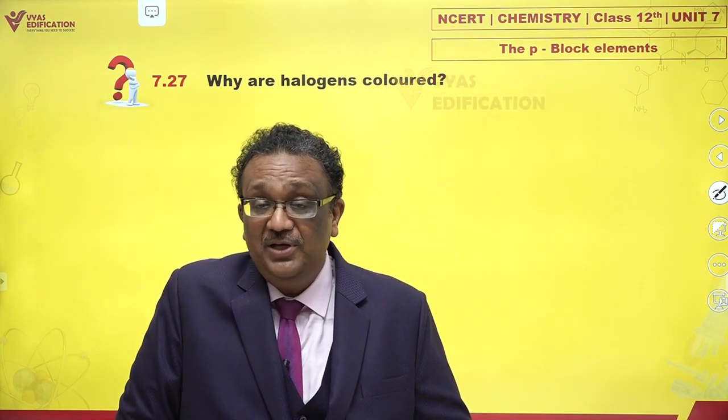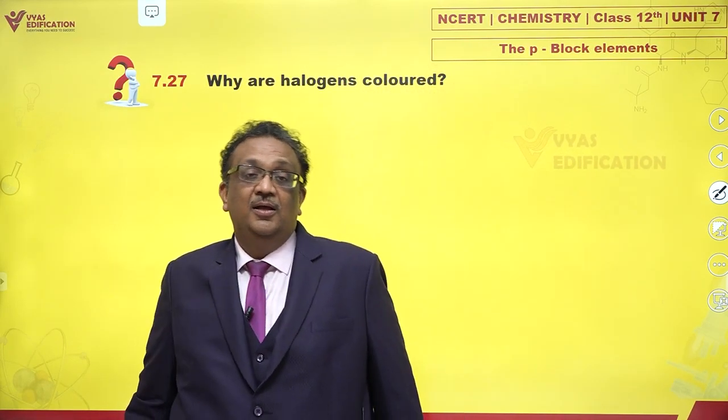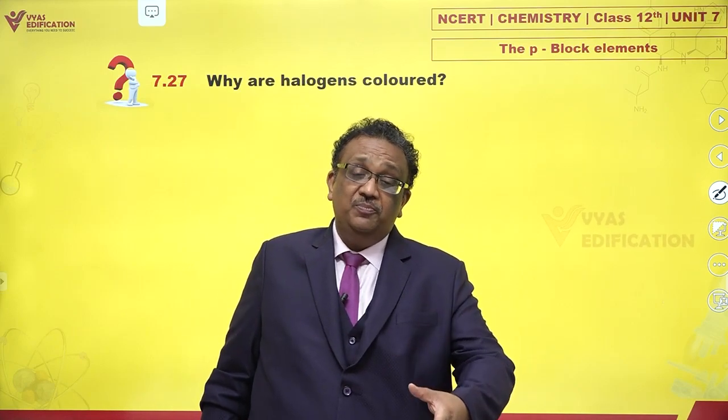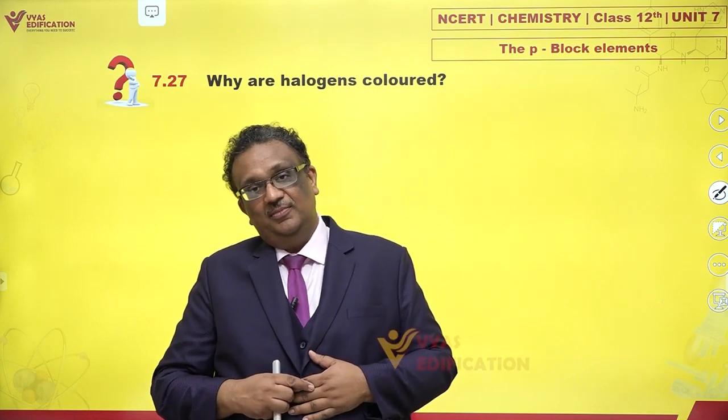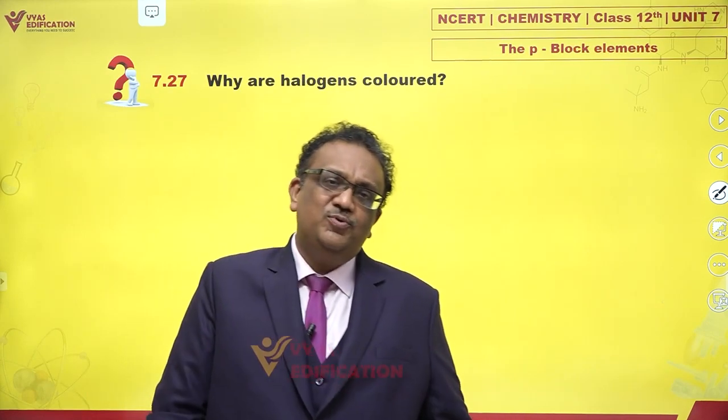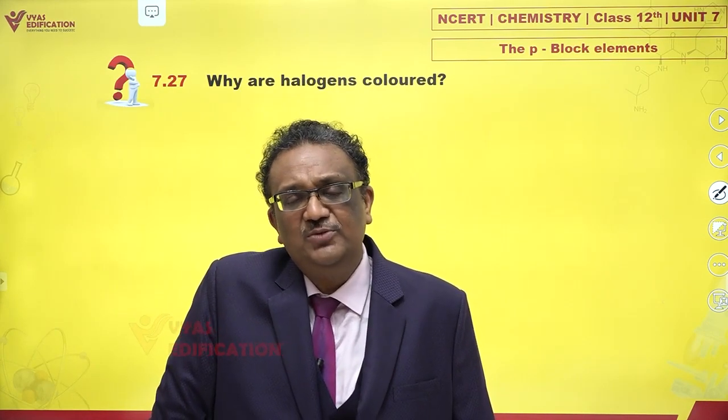Why are halogens colored? Now this is lovely. Why is any substance colored? Any substance appears to be colored to the human eye because it absorbs certain wavelengths from the visible spectrum. Now why should a halogen absorb any wavelength from the visible spectrum?